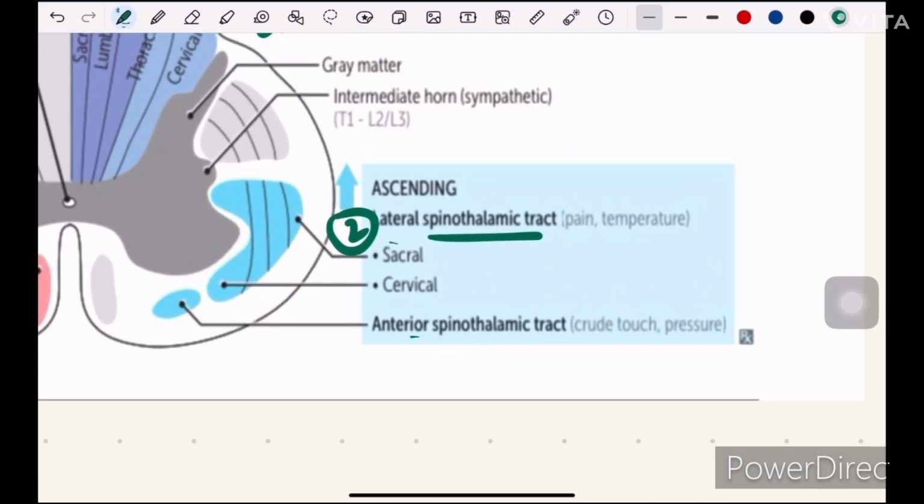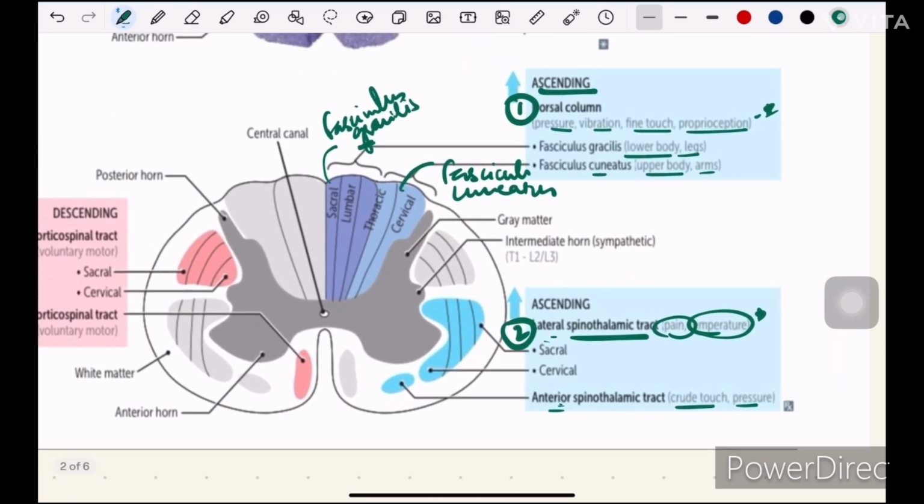जो spinothalamic tract होती है उसमें again you have lateral and anterior. Lateral is more important, which is basically for pain and temperature, and anterior carries your crude touch and pressure, right. And then these are your ascending tracts. नीचे से ऊपर जाते हैं.